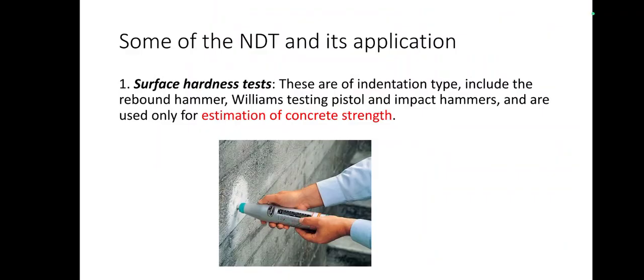So next, what are some of the NDT tests and their applications. The first one is called the surface hardness test. Here we can make use of the rebound hammer, or Winchester testing pistol, or impact hammer. By using this method we can indirectly find the strength of the concrete.